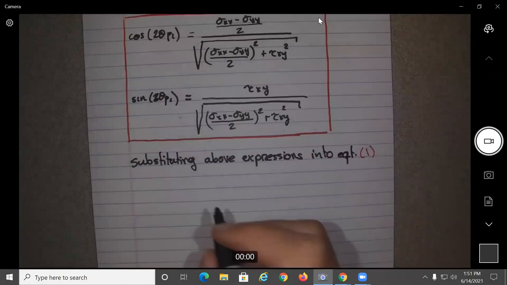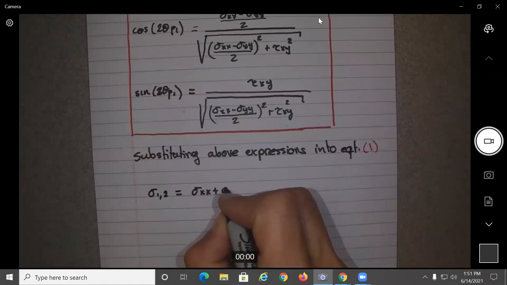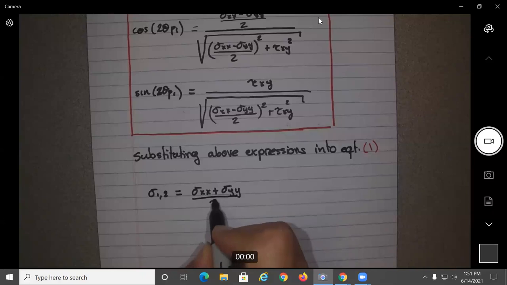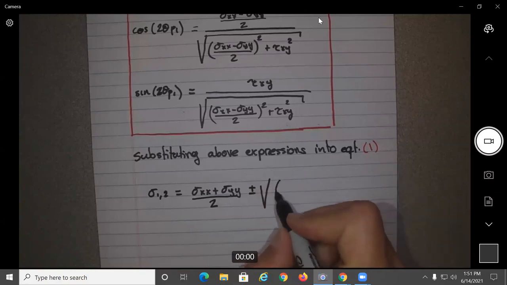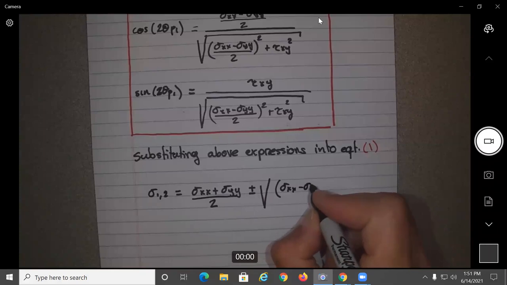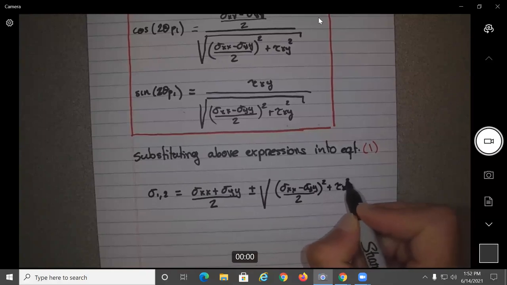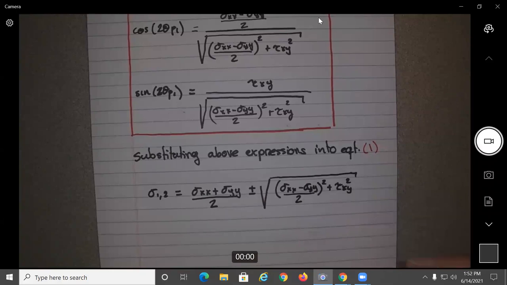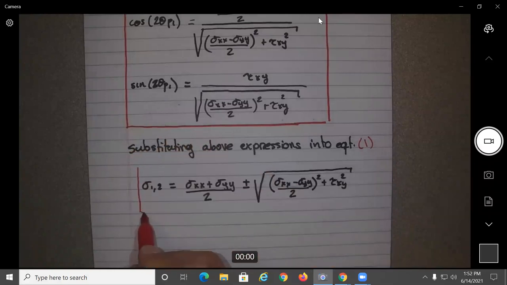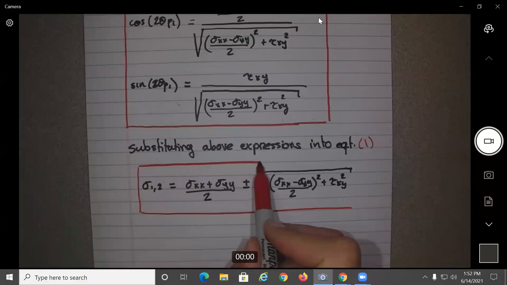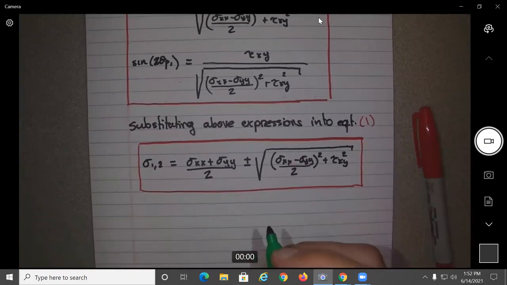You get the two expressions for the principal stresses, sigma 1, 2, equal to sigma xx plus sigma yy divided by 2 plus minus the square root of sigma xx minus sigma yy divided by 2 squared plus tau xy squared. Okay, so maybe you remember or not, but this is the expression for the principal stresses.